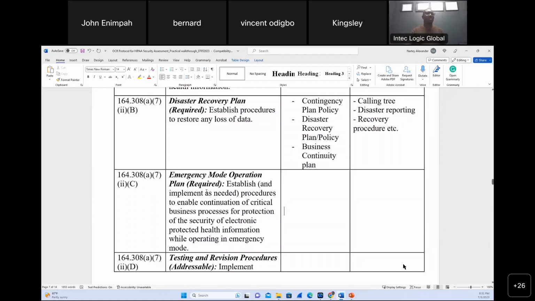Emergency mode operation. Establish and implement as needed procedures to enable continuation of critical business processes for protection of the security of electronic protected health information while operating in an emergency mode, right? So sometimes there's an emergency, something happened, the systems are down. I mean, nobody can have access to the systems. Should we sit down and fold our arms that nothing is working?